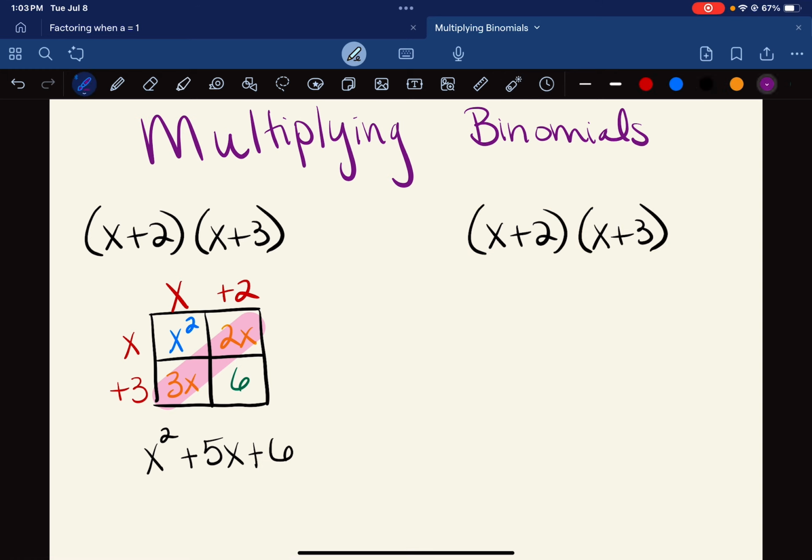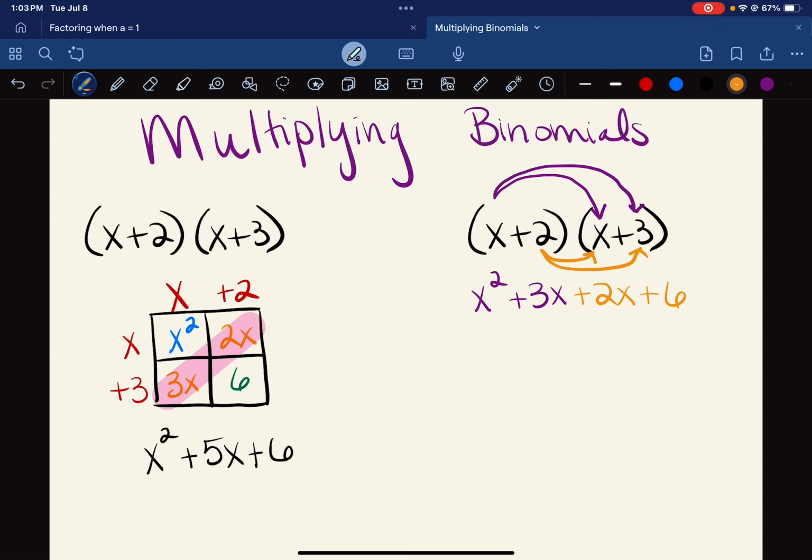So x is the first term. X needs to be multiplied by this x value, which gives us x squared. And then my x value needs to be multiplied to the 3. X times 3 just gives me a positive 3x. Now we move to the second term in our first binomial. 2 has to be multiplied to the x. 2 times x is just a positive 2x. And then this 2 also has to be multiplied by the 3. 2 times 3 gives us a positive 6.